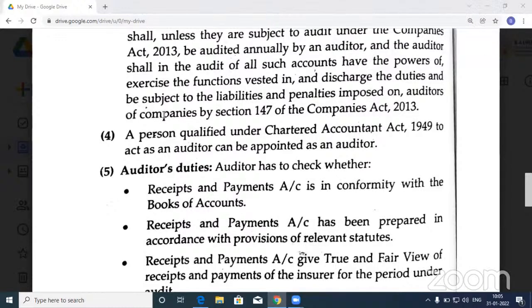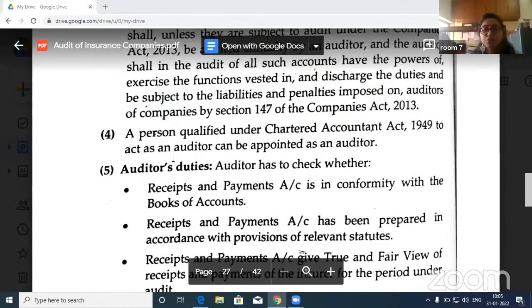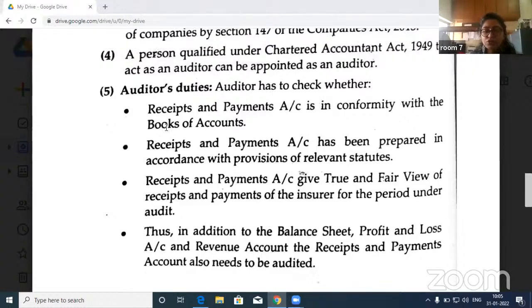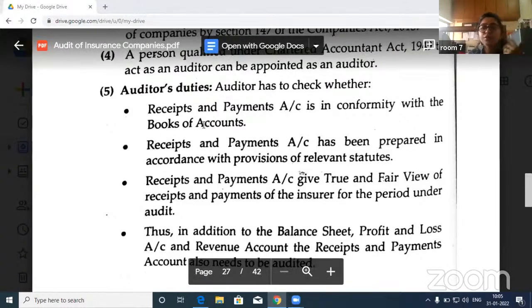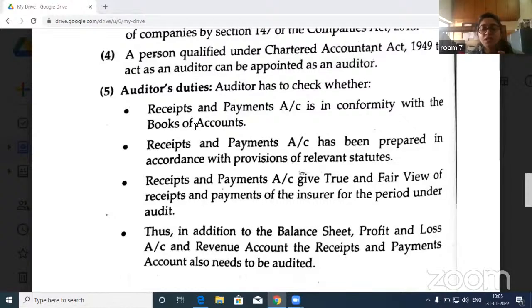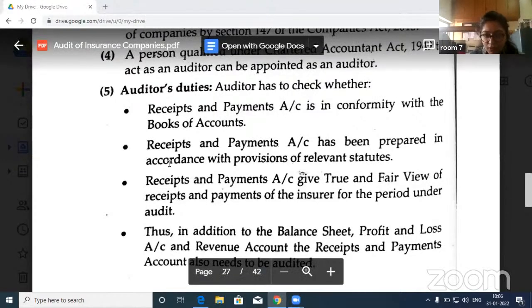Okay. Next, auditor's duties. So the auditor has to check whether... what will be the auditor's duty if he is appointed as an auditor of an insurance company? So what will be the duties? To check the receipts and payments. Okay, to check whether they are in proper provisions or not. To check whether they are recorded in a true and fair manner.